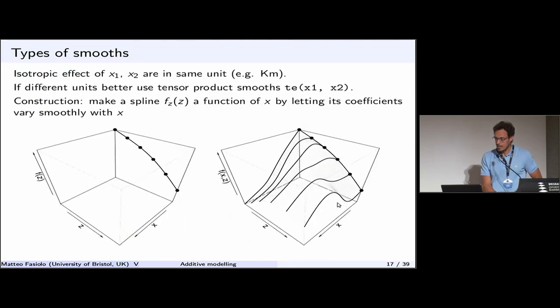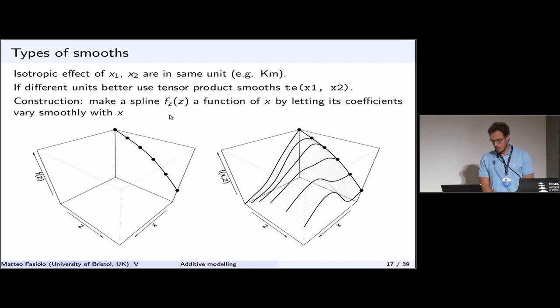As I said, these thin plate spline smooths, in general isotropic smooths, are useful when the 2 or more variables involved are in the same units, such as kilometers. But if you are dealing with different units, then you're better off using a tensor product smooth, which you build using the TE constructor. And this is built as I show here.